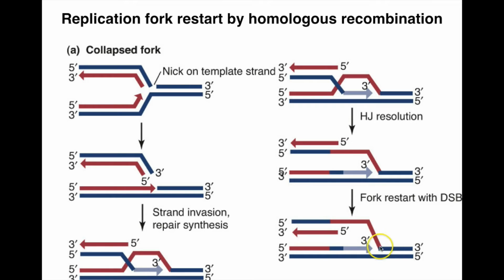And so this means now that we can continue on with our replication from this 3' end, and in our lagging strand we just lay down a new primer here and then continue with the synthesis. So that's a replication fork restart based on a nick in the template strand that winds up causing a double strand break, and then the actual fixing of it is almost exactly the same.